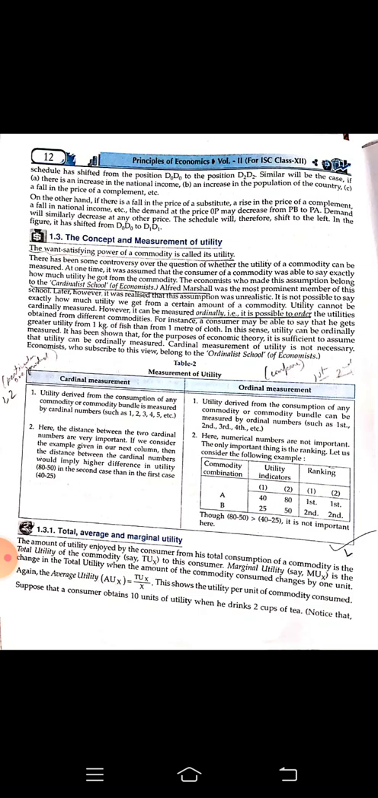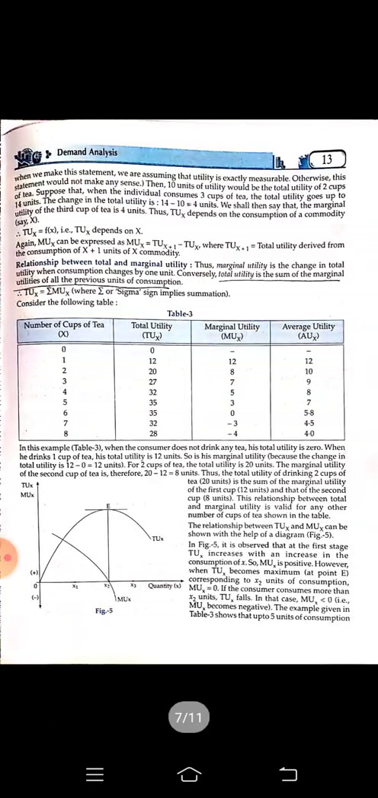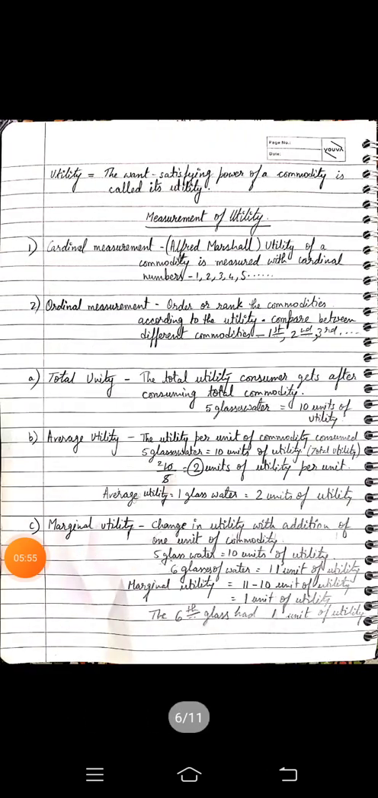So they can rank their preferences. This is the ordinal. From here we are getting order or rank, the order or rank of the commodity according to the utility, comparing different commodities as first, second, third, fourth, fifth. Many of the economists have accepted that yes, ordinal measurement is applicable. We can actually use the ordinal measurement.